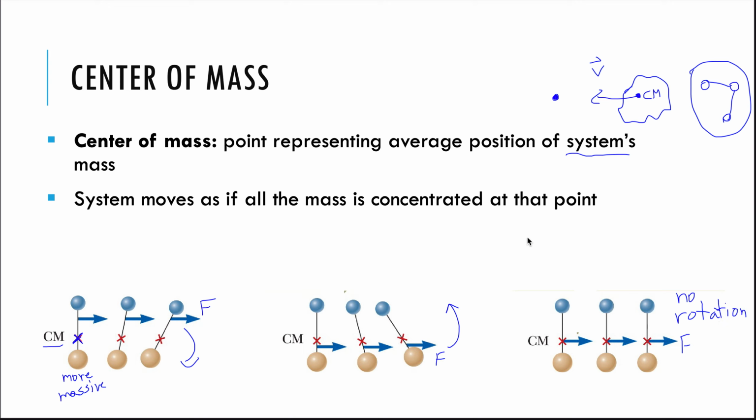And this is because the system moves as if all the mass is concentrated at that point. So it's as though instead of having the system of these two masses, we can just pretend there's just a particle here. A particle has no size or shape, it's just a point that has a certain mass, but it's all concentrated at that one point that is at the center of mass. And so when you apply force at that point, there's not going to be any rotation because you're pulling directly where that center of mass is.